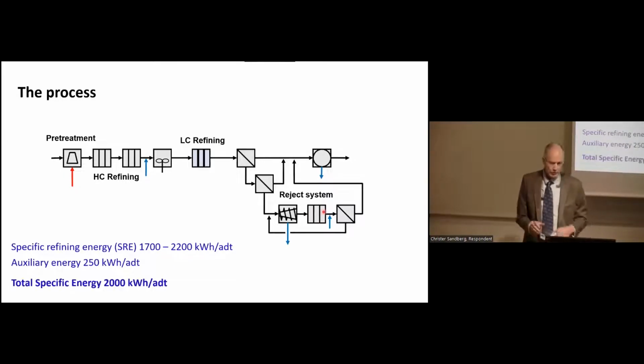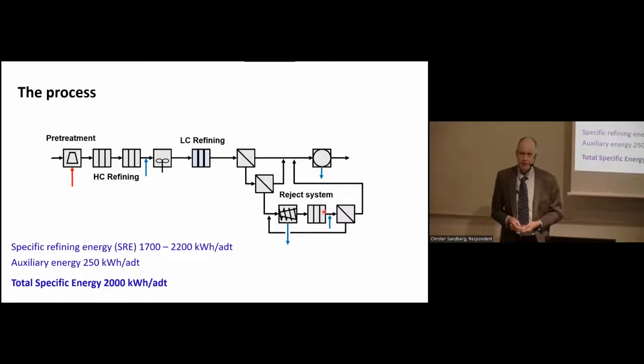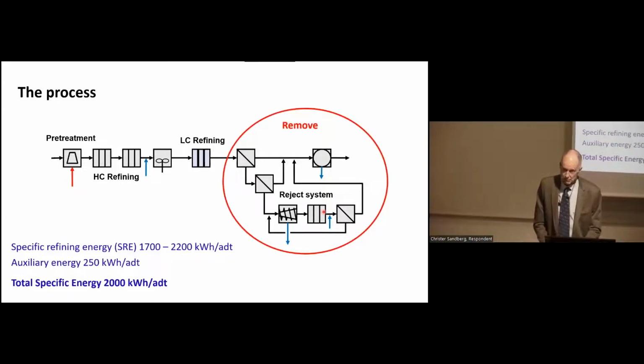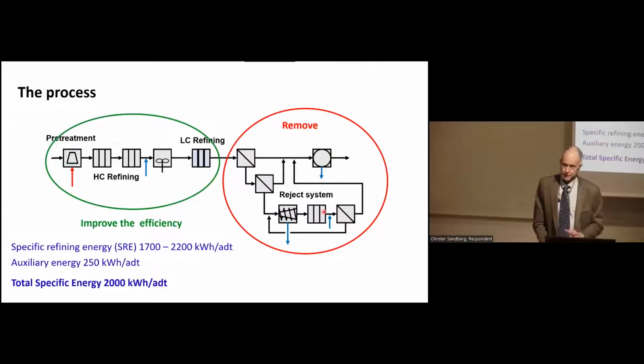So you could say for the best processes today, you need some 2,000 kilowatt hours per ton in total specific energy. It's a good number to have in your mind, 2,000 kilowatt hours per ton. So I wanted to remove this part and improve the efficiency of the mainline refining.